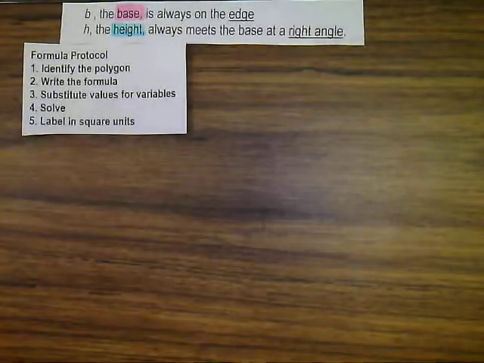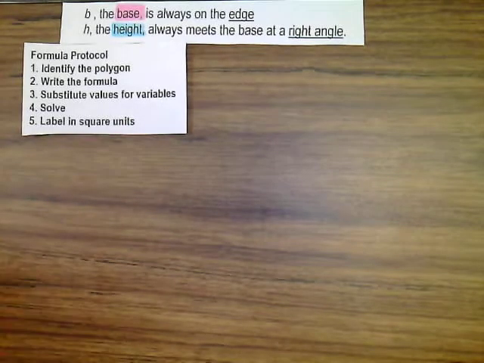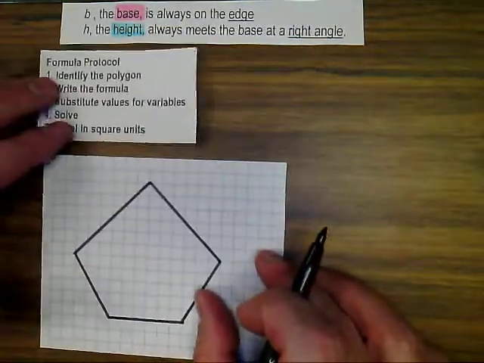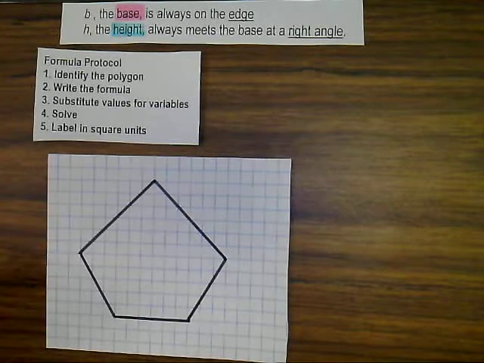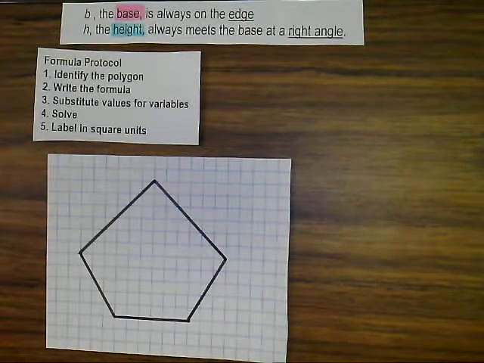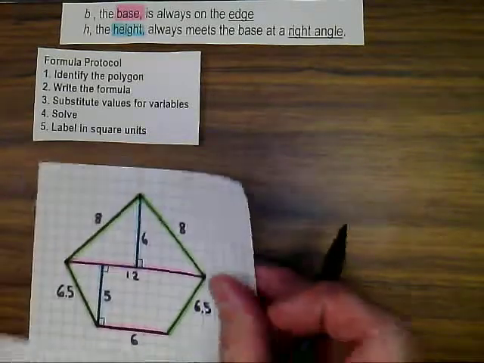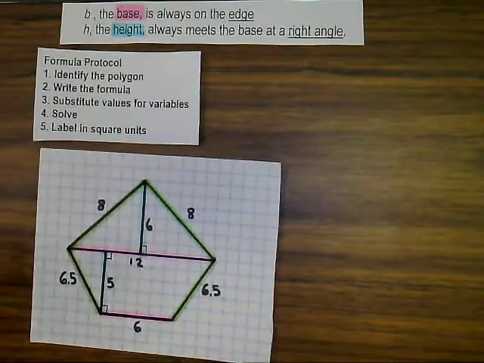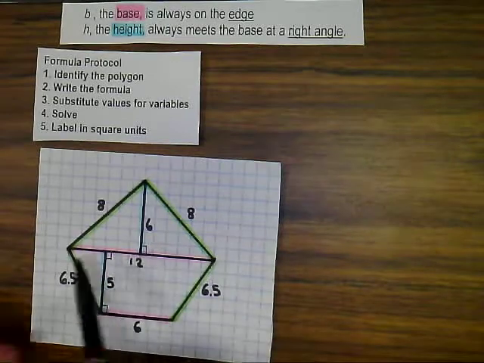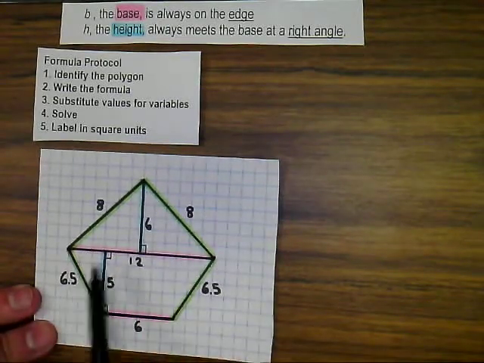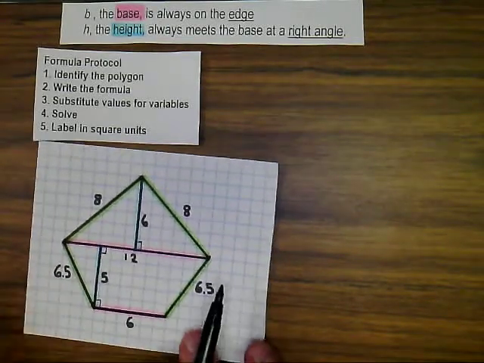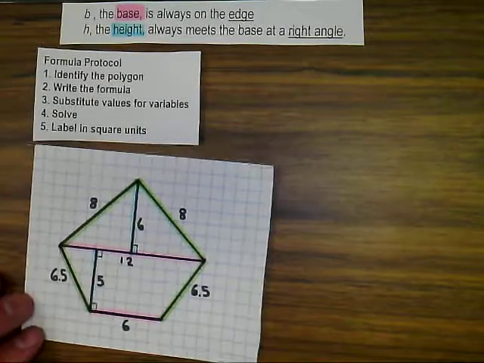Now, my favorite problem to do on this video is this one, because when you look at this figure, it can be overwhelming because there is no formula for area of a pentagon. However, what I can do is change it into a composite shape. I can find the area of this triangle up here and this trapezoid down here. And when I'm done, I can add those areas together.